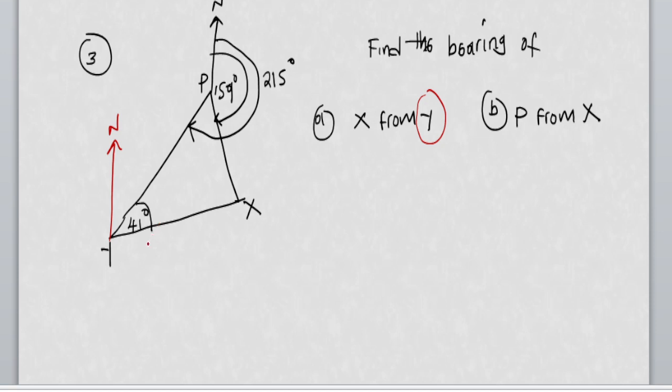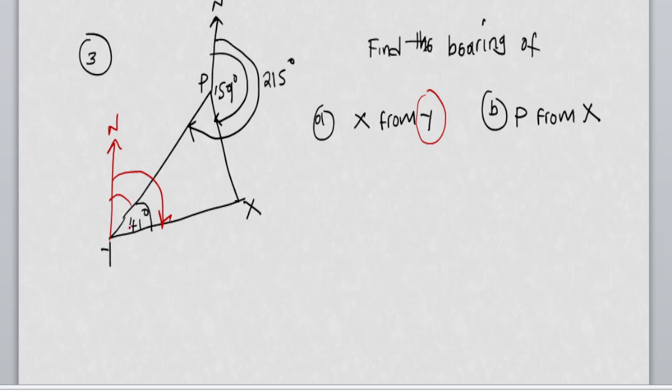Then after you've drawn a north, you start from Y and go to where X is. So from Y, this is the line that is connecting to X. So we're looking for that angle. How can we find that angle? To find this angle, we just have to find the small angle here, then we add it to 41.